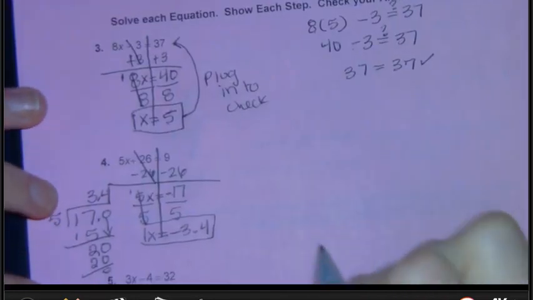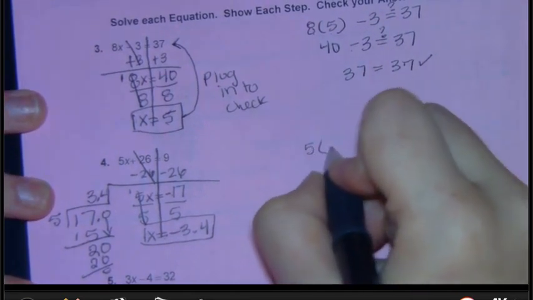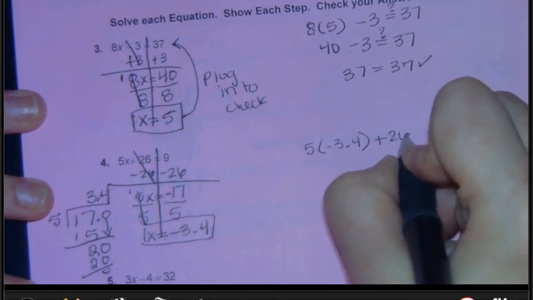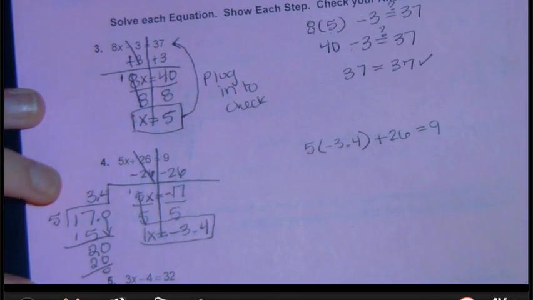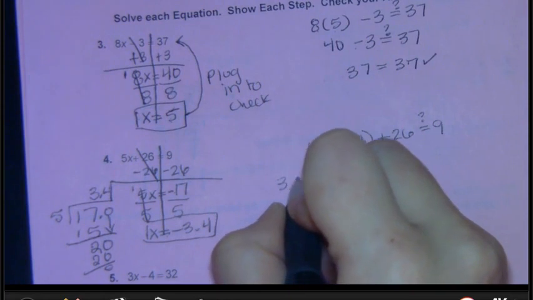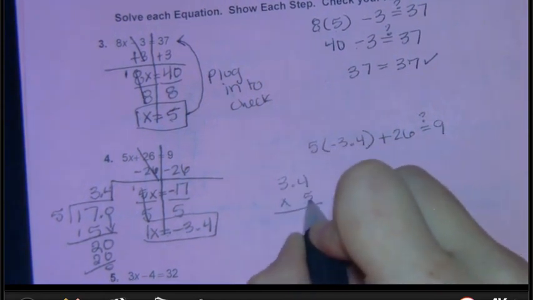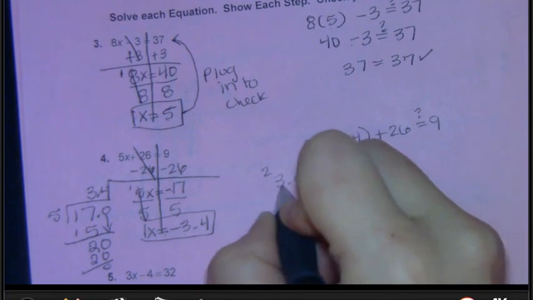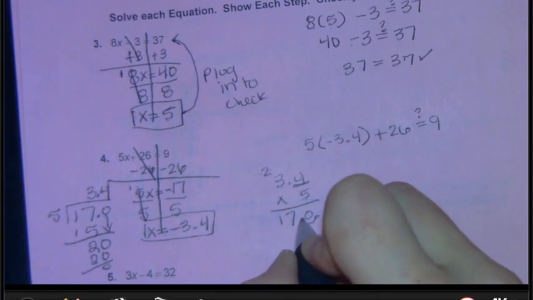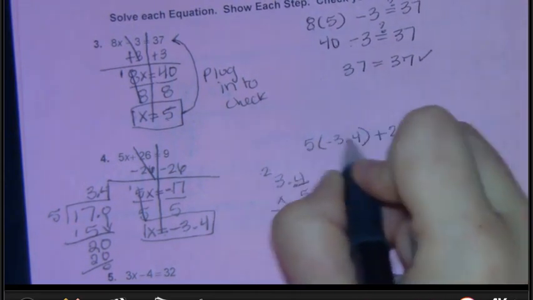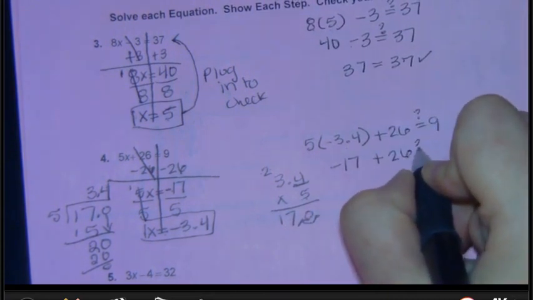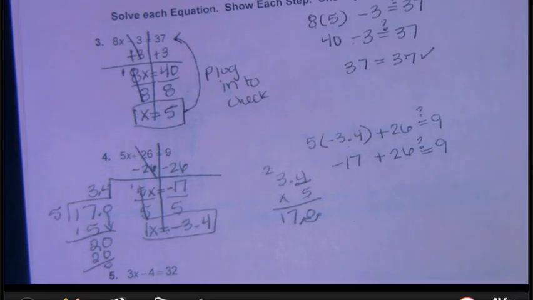Okay, so let's go ahead and check number 4. So I'm going to plug in negative 3.4 for x, plus 26 equals 9. So this is what I want to know. Does it equal 9? Well, 3.4 times 5. 5 times 4 is 20. 5 times 3 is 15, 16, 17. I have one place value, so I'm going to move it 1 time to the left. And it's a positive times a negative, so it's a negative 17 plus 26. And I want to know, does this equal 9?